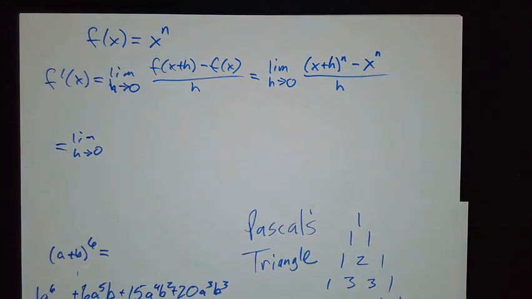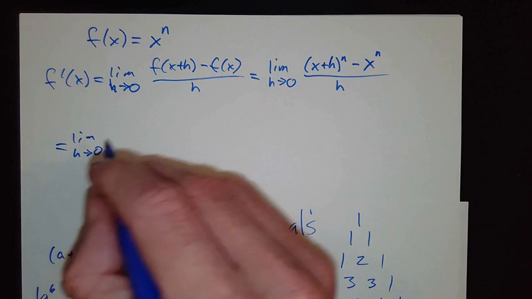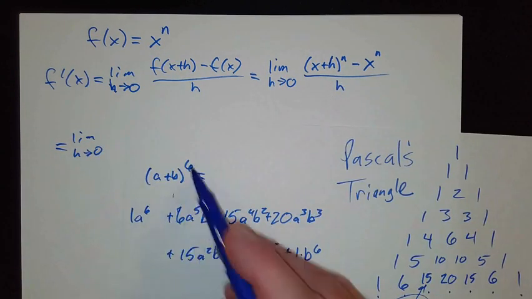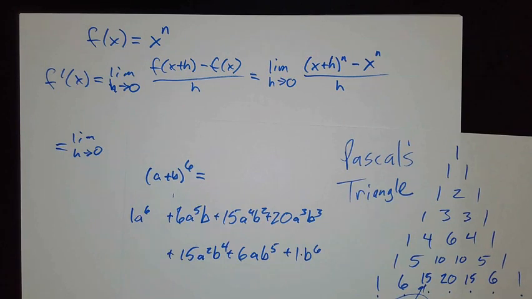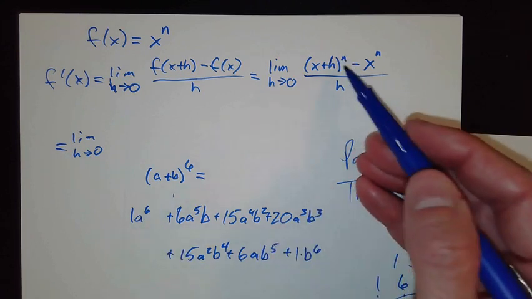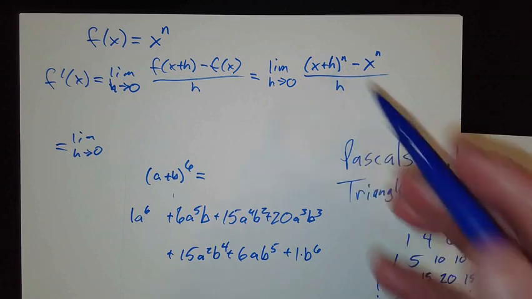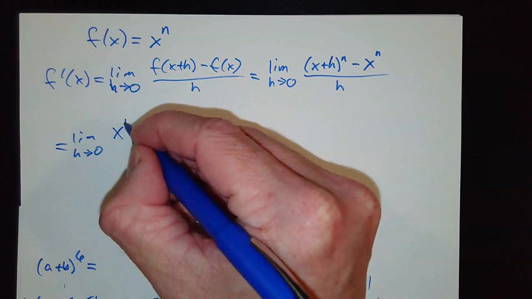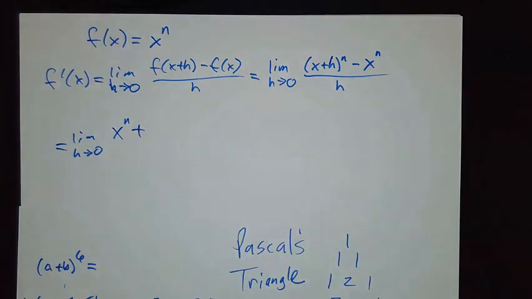Of, here we go, (x plus h) to the n power. Well, we saw what (a plus b) to the 6th was. For (x plus h) to the n, the first term is going to be 1 times x to the highest power. In this case, it was 6. If n is my power, then it's going to be 1 times x to the n power and h to the 0.